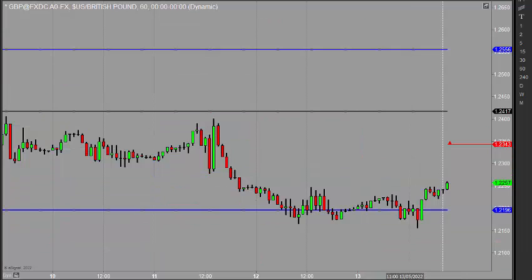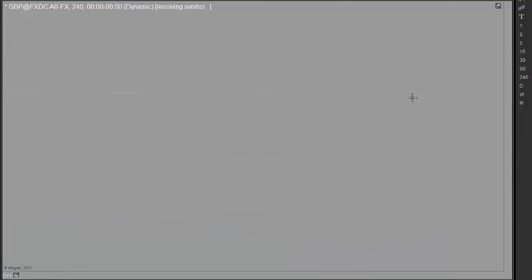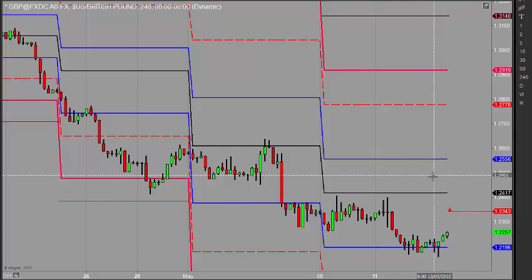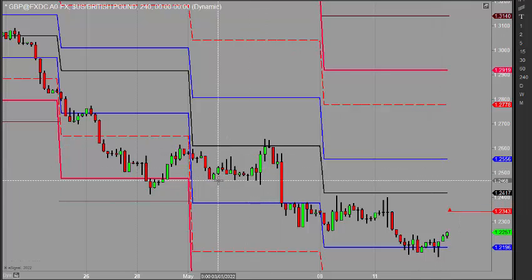I'm now moving out to a weekly pivot on here. I'm going to change the time frame to a 4-hourly because I can see more of the action. And there we go, so we've got the 4-hourly. I really love pivots on the 4-hourly, the weekly pivot with a 4-hourly time frame. As an intraday trader, it's beautiful. You can just see what's happening.